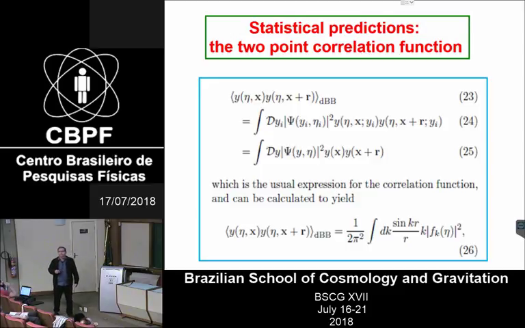Yes, it's mainly Gaussian. The non-Gaussianity comes only afterwards, when non-linearities come in, and then the non-Gaussianity appears this way, but still Gaussian.